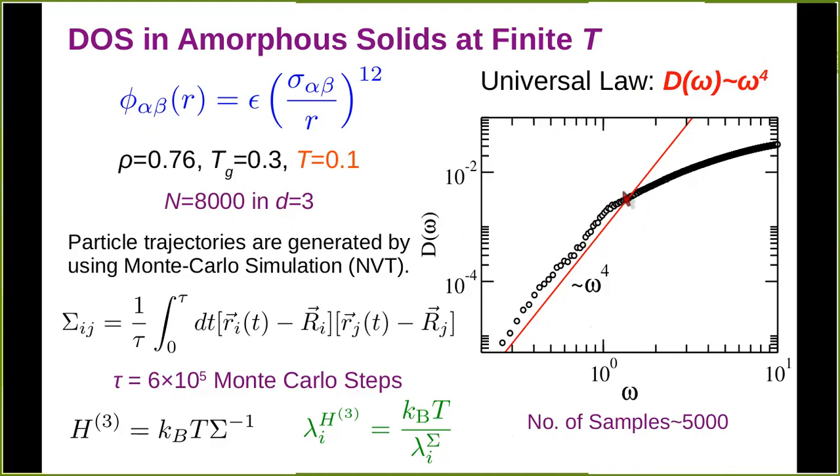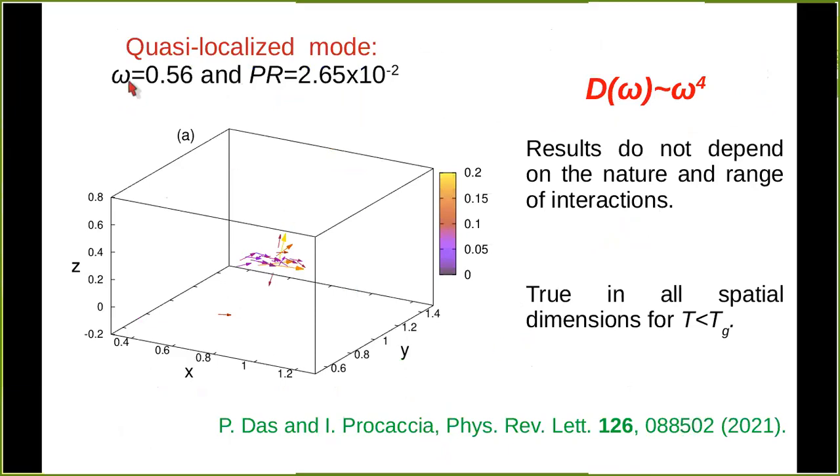Now, the question is, are these modes quasi-localized or not? To check that, I picked a mode from this universal domain with frequency that lies below ω = 1. So I picked a mode at frequency ω = 0.56 with participation ratio 2.65 × 10^-2, and this is the plot of that mode. Clearly, this is a quasi-localized mode. Now we can say that the density of low frequency quasi-localized modes at finite temperature T = 0.1, or 1/3 of Tg, also follows the universal law D(ω) versus ω^4.